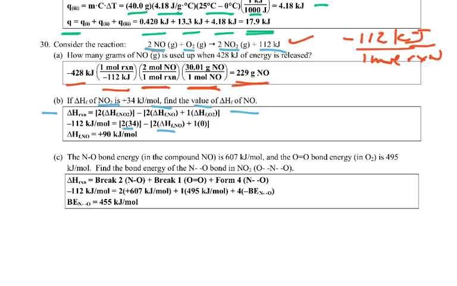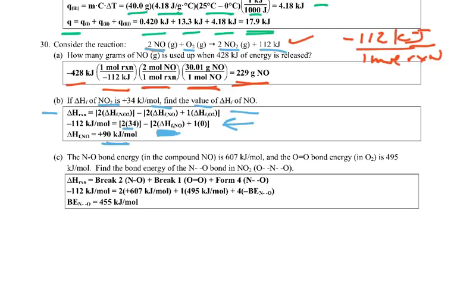So now we just solve this little algebra problem, and we find out that the delta H of formation of NO2 will be positive 90 kilojoules per mole. So you can set this up as an algebra equation. We just have this odd thing here as our x rather than what the delta H is.